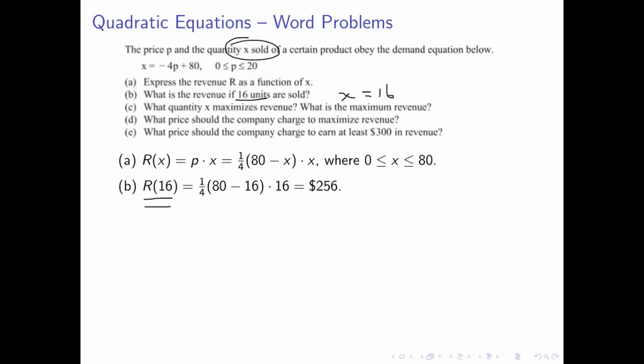Now part C is asking about maximizing revenue. This is because the R of x function, we drew a picture of it. We have numbers sold on the x-axis, and we have revenue on the y-axis.